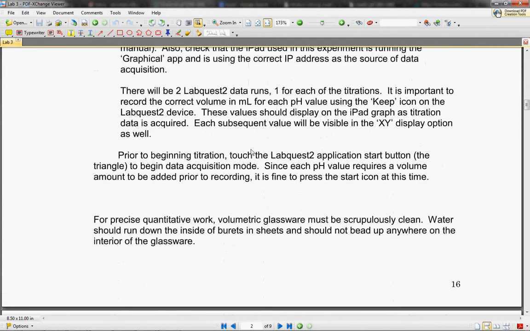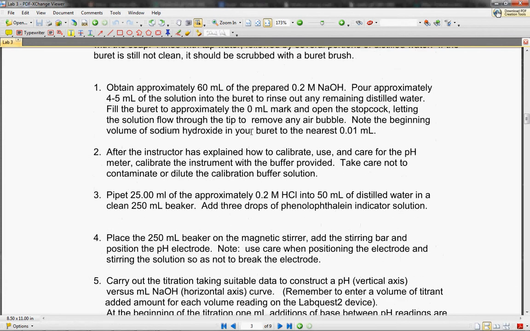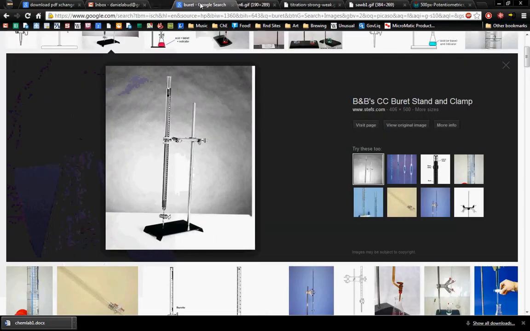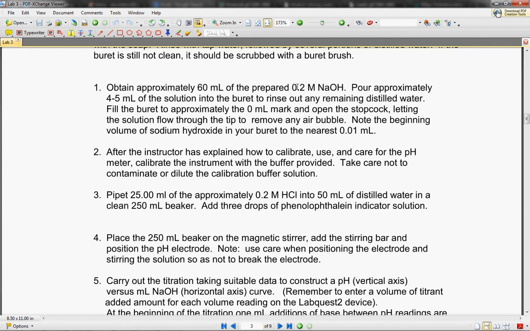Essentially, all that the lab is going to be is we're going to start off by filling a burette, which I have pictured here, with sodium hydroxide, NaOH. And is that going to be a strong base or a strong acid? Since it's got the OH, it's going to dissociate in water, because it's a 0.2 molar solution, so a lot of that volume is actually going to be water. It's going to break up into sodium and the hydroxide.